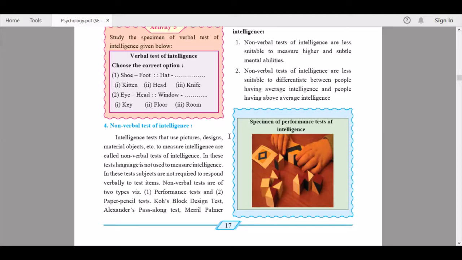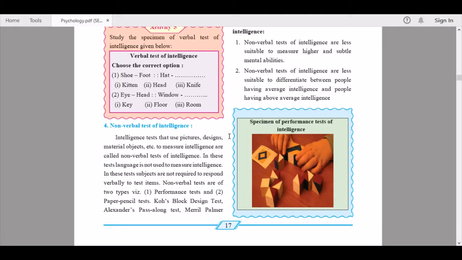Intelligence tests that use pictures, design materials, objects, etc. to measure intelligence are called non-verbal tests of intelligence. In these tests, language is not used to measure intelligence. In these tests, subjects are not required to respond verbally to test items. Non-verbal tests are of two types, performance test and paper pencil tests.